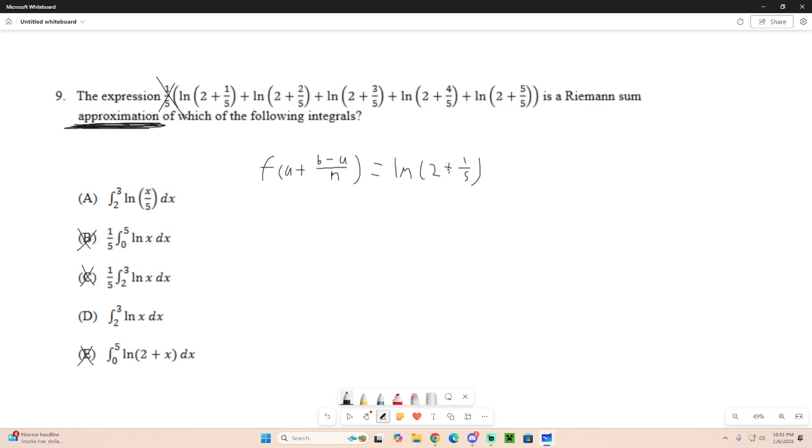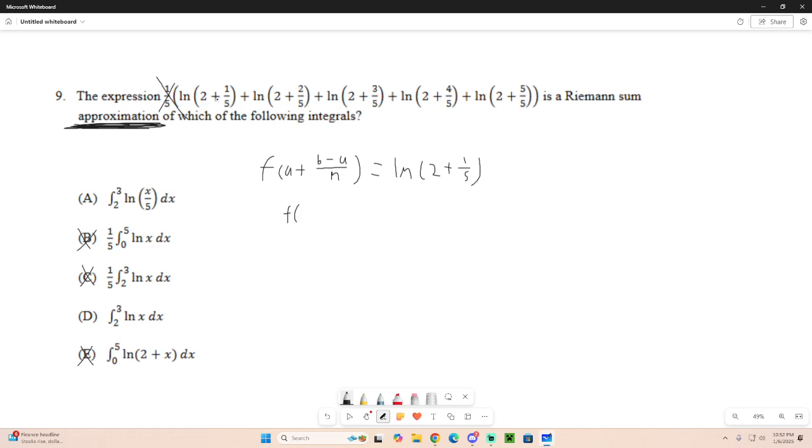Alright, so now how are we going to decide between answer choice A and answer choice D? Well, let's look at what we have here. We have a, which we know is 2, and we have b minus a over n. B minus a, we know that it's increasing by 1 each time, right? So b minus a must be equal to 1. And we know that there's 5 rectangles, so n must be equal to 5. Does that make sense? There's 5 total rectangles. n is not approaching infinity in this case. n is 5, because there's 5 different subdivisions.